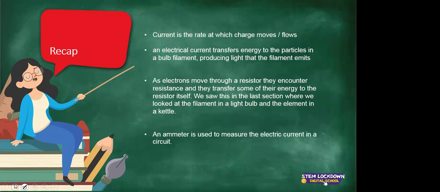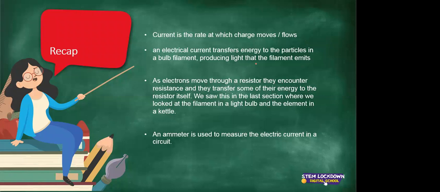Okay, a quick recap on what we learned yesterday. We learned that current is the rate at which charges move. The charges are electrons, so current is the rate at which the charge flows. An electric current transfers energy to the particles in a light bulb filament, and this produces light that the filament emits. This is what makes the bulb light up.